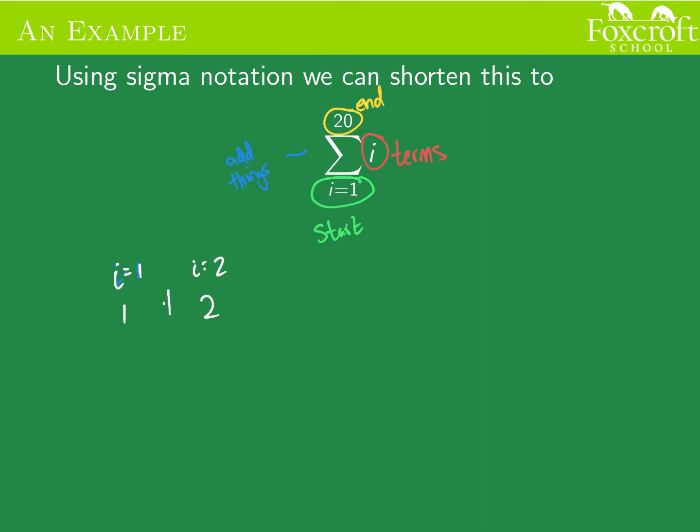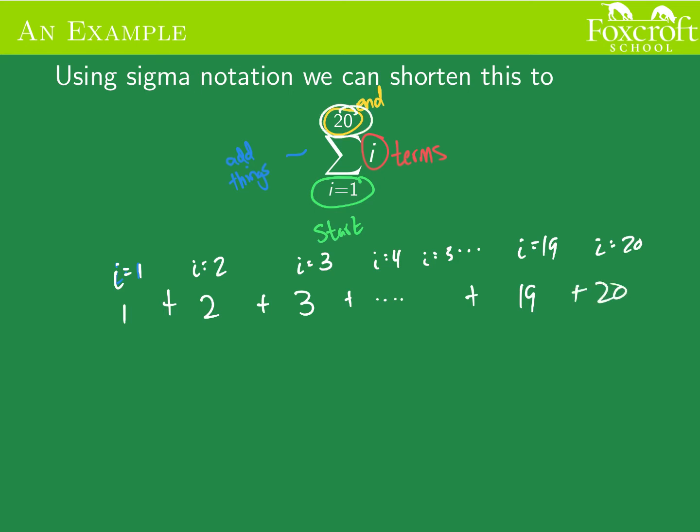Again, the sigma means I'm adding all these things together. So I'm going to add the i equals 3 term, which is 3. Then it'd be the i equals 4 term, the i equals 5 term, and so on. Eventually I get to the i equals 19 term, which would be 19. And lastly, the i equals 20 term. And that's where I stop because 20 is the last number up there, and that's 20.